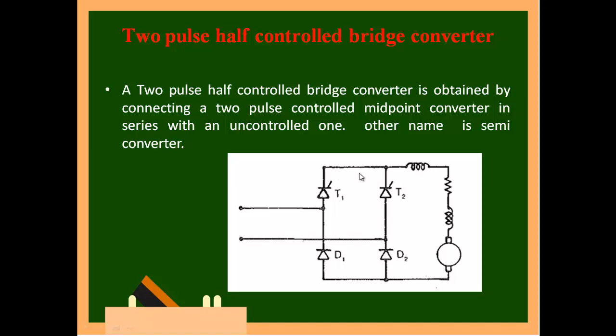Now you can see here there are 2 thyristors. Each thyristor needs a pulse to turn on. How many pulses are required? 2 pulses are required. So that is why we call it 2 pulse. Pulse 1, pulse 2. When you give pulse 1 to T1, based upon your pulse, T1 gets turned on. Similarly, give another pulse to T2, and based on your pulse, this one will get turned on.